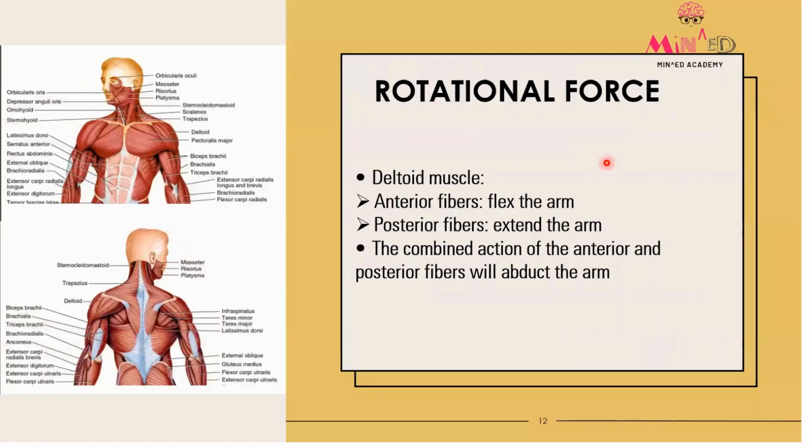Fine. So an example here for rotational forces is the deltoid muscle. Here anterior fibers flex the arm, posterior fibers extend the arm. Okay, and the combined action of anterior and posterior will abduct the arm. Fine.